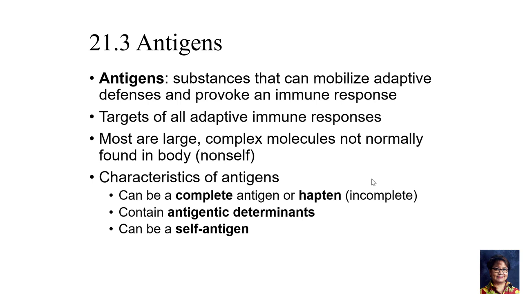Or they are incomplete, and when they're bound to very small proteins, you call them haptens, and they contain antigenic determinants, and they are not always foreign. They could be your self antigen.